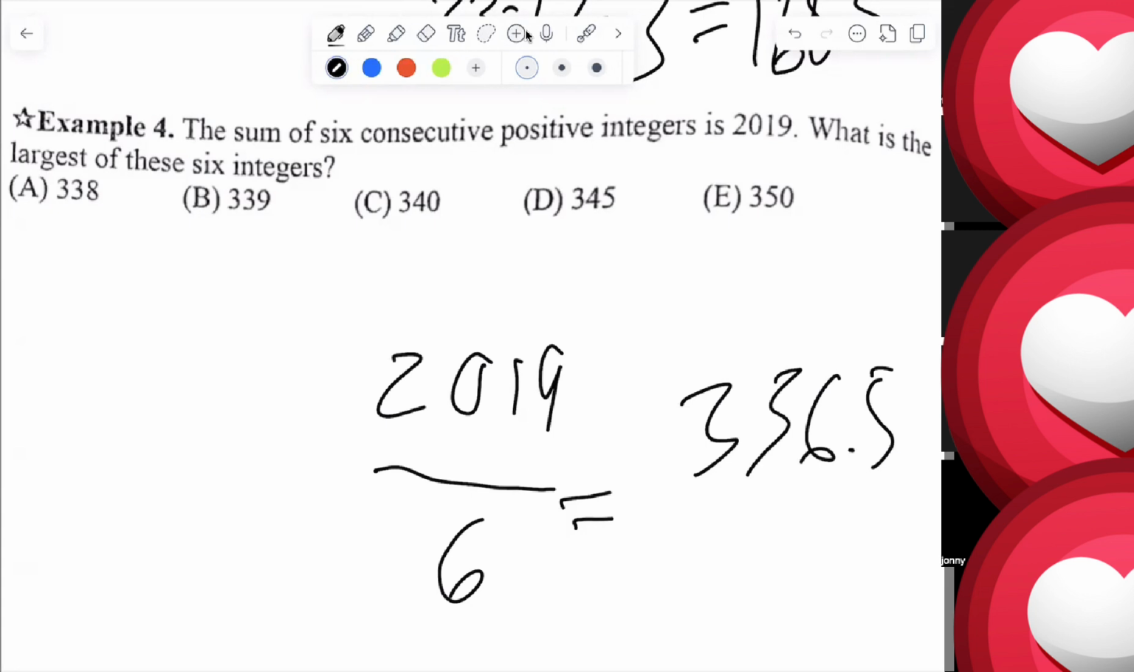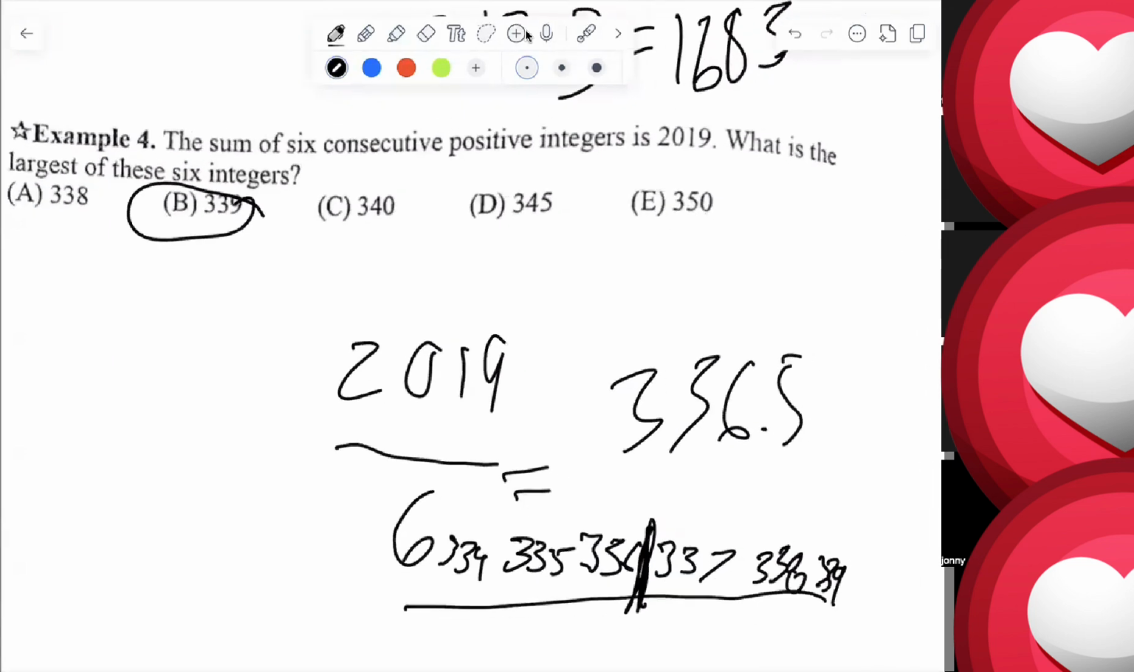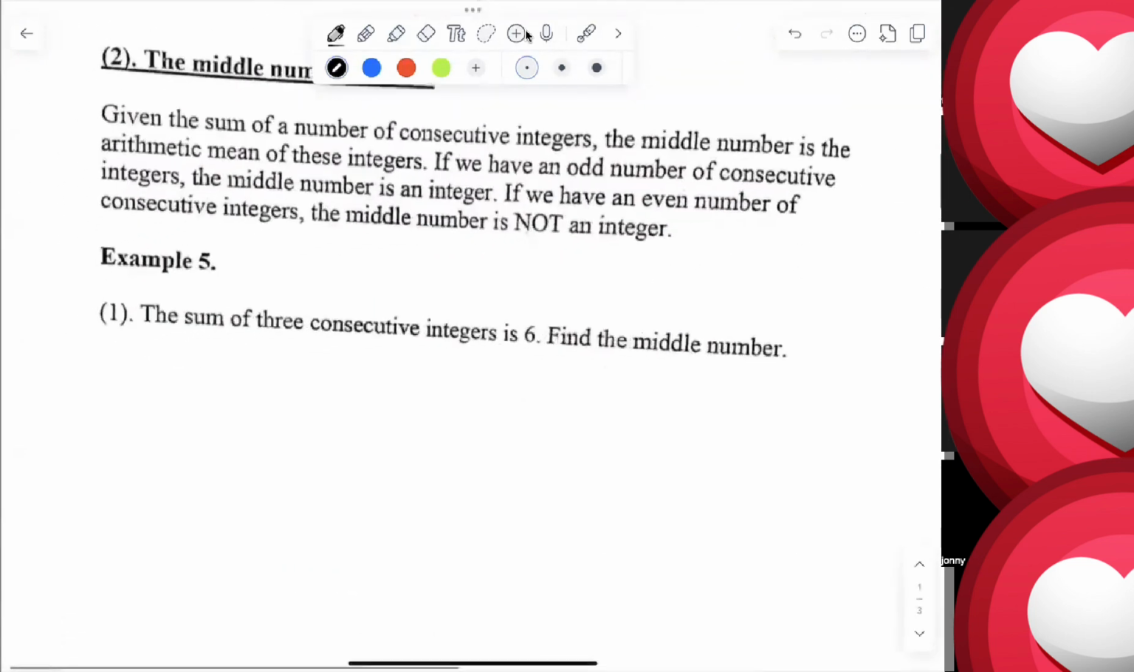And as we have here, this tells us the numbers are 336 and 337. This is the middle, and right beside it is 336 and 337. And then we can just make the positive integers from there: 334, 335, 336, 337, 338, and 339. So the answer is 339. Make sure you have six positive integers fitting, not missing some of the integers, alright? Let's move on to example 5.